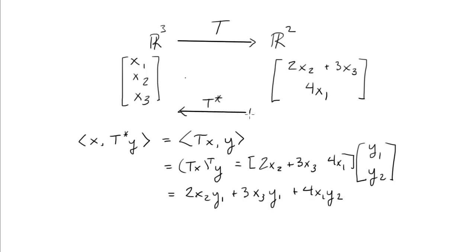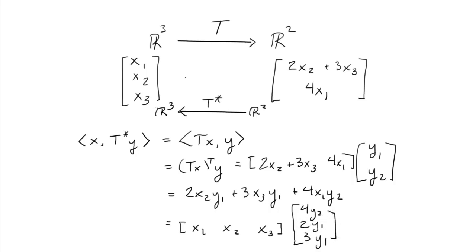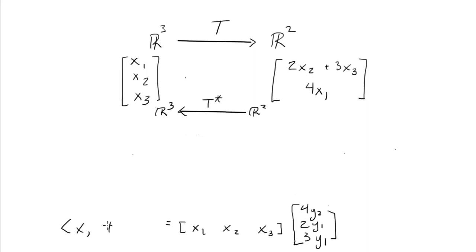So the transpose operator takes R2 to R3. So that's an R3 vector. So I'm going to need X transpose applied to some R3 vector: X1 terms, X2 terms, X3 terms. This is the action of the transpose on Y, where Y is an element in R2.